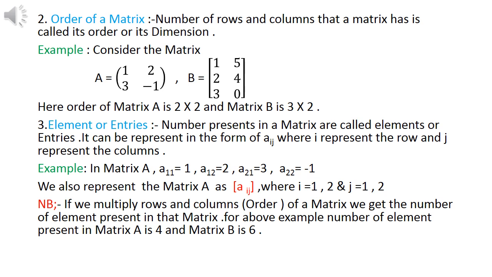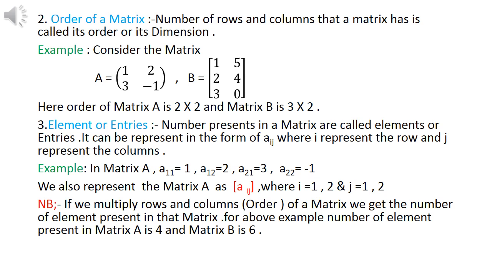Next is, what is the order of a matrix? The number of rows and columns that a matrix has is called its order. It is also called dimension. For example, here A is a matrix. There are 2 rows and 2 columns. So the order of A is 2 cross 2. Similarly, in matrix B, there are 3 rows and 2 columns. So the order of B is 3 cross 2.